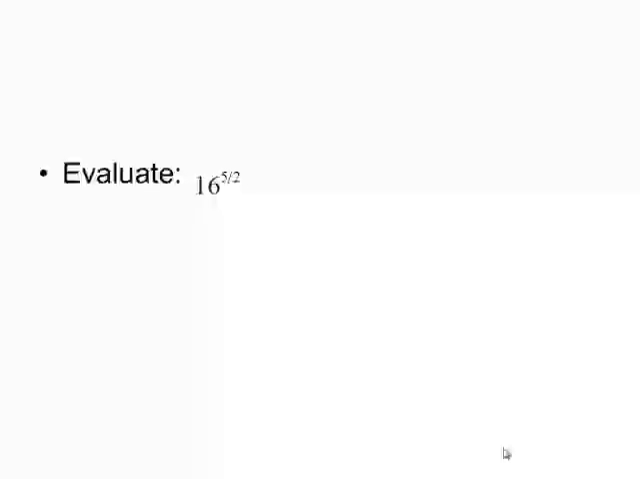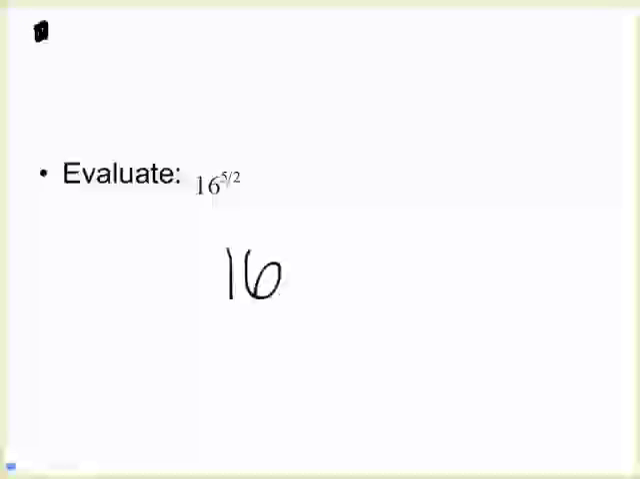Go ahead and try example number 3. It has a power and a root. Which part of it is the power? 16 to the power of 5, which makes the 2 be our root. It's a square root. What is the square root of 16? 4. 4 to the power of 5.